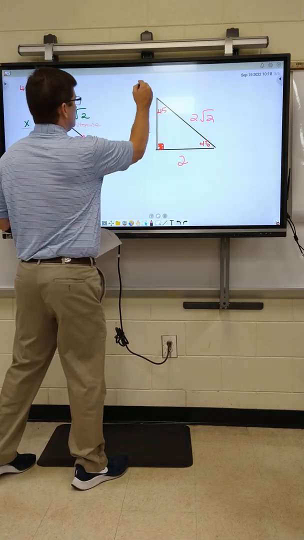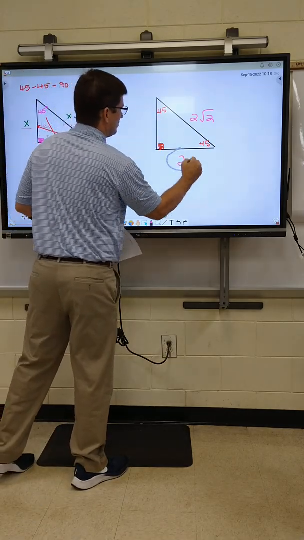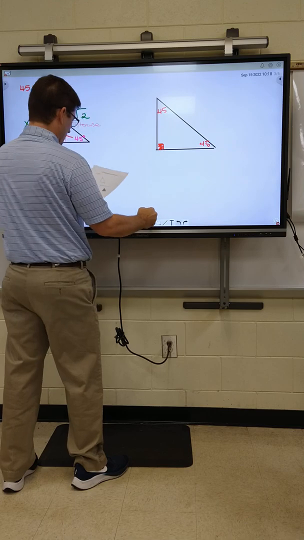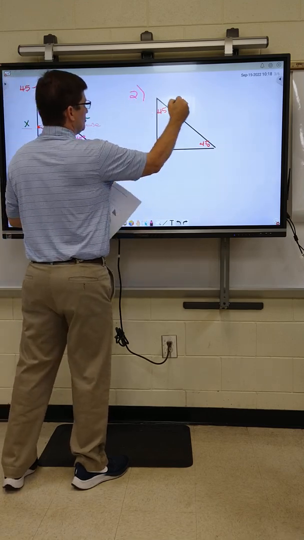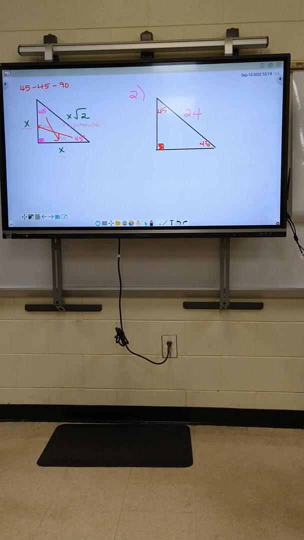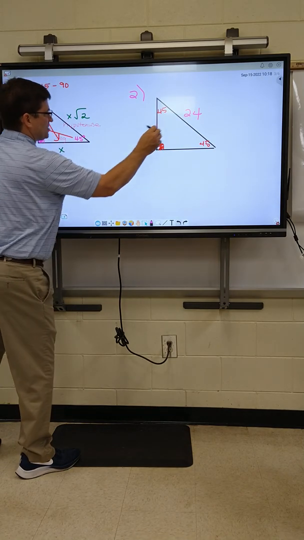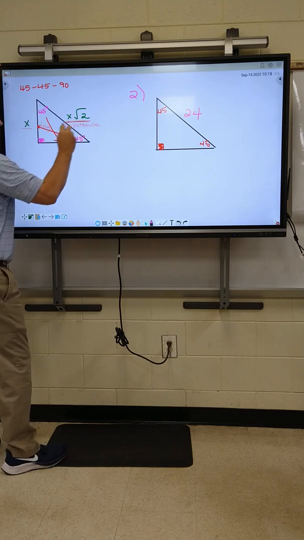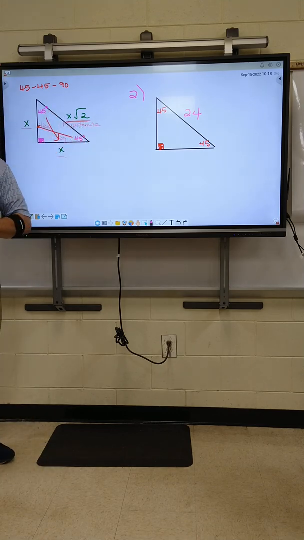All right, let's go to number 2. Pretty much just learn how to use this formula. Number 2, this side is 24. This one's a little tricky. If they have a number on this side, then they've already done that. They have already multiplied it by root 2.